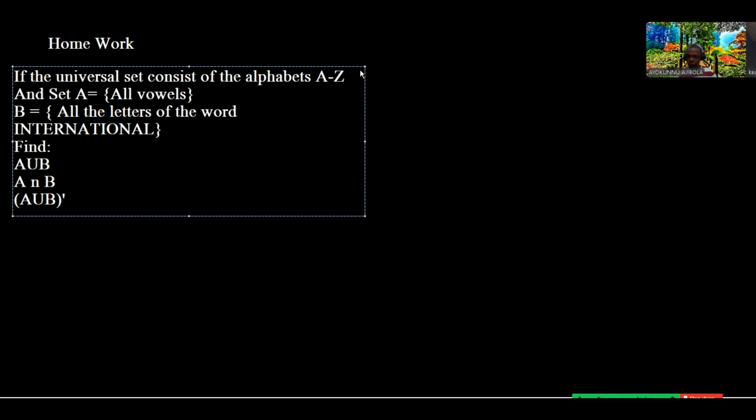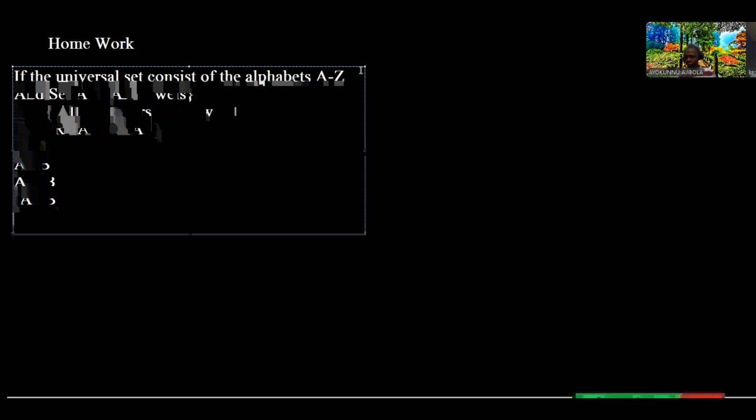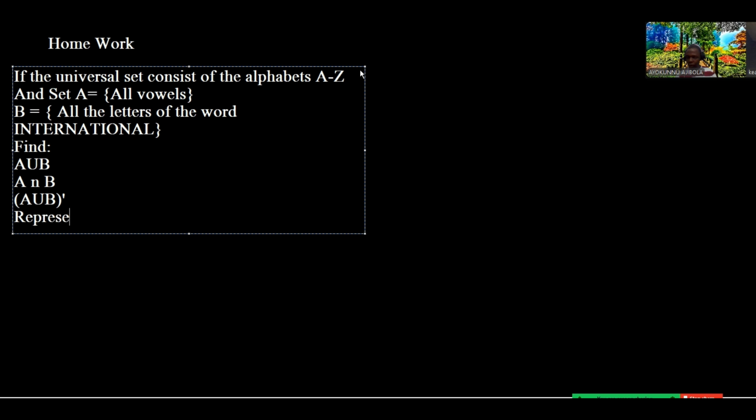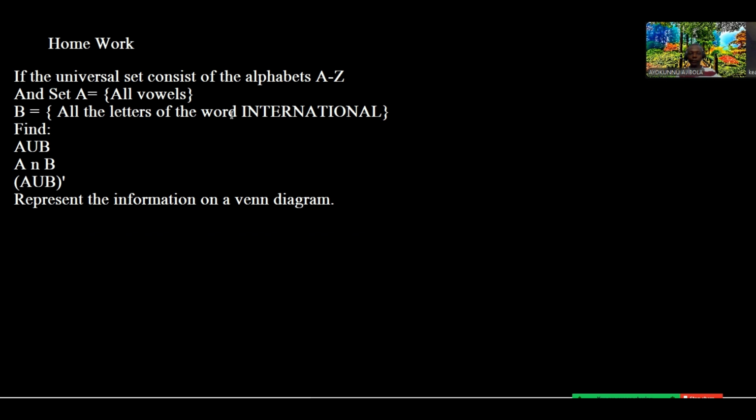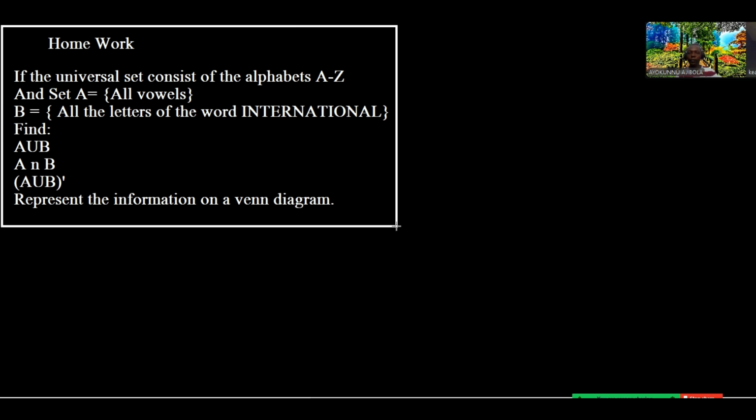So then the last thing is to represent the information on the Venn diagram. Represent the information on a Venn diagram. Okay? International. Is this clear to you? Okay, so this is what you're gonna do as homework.